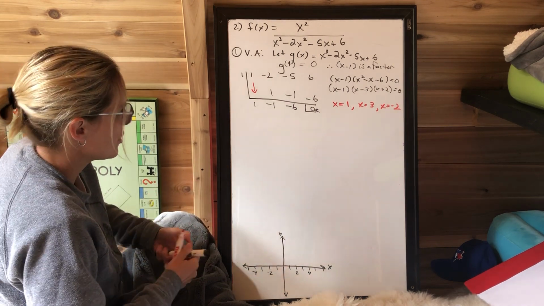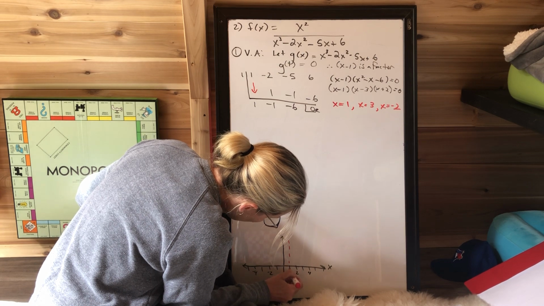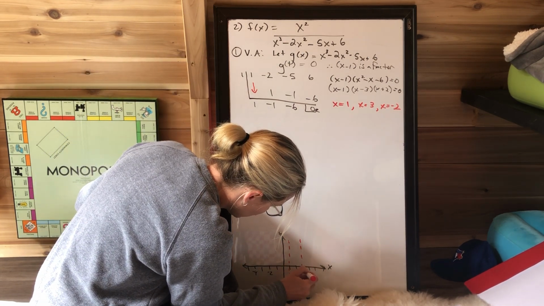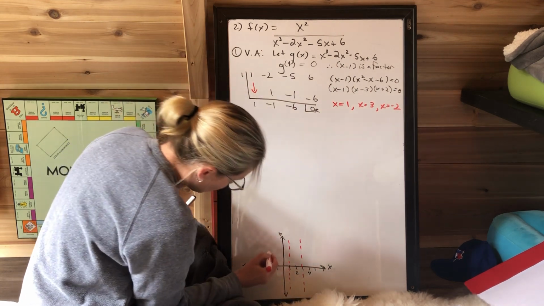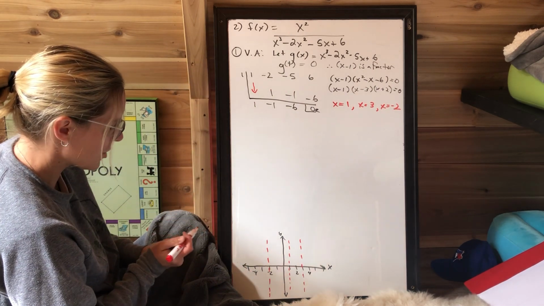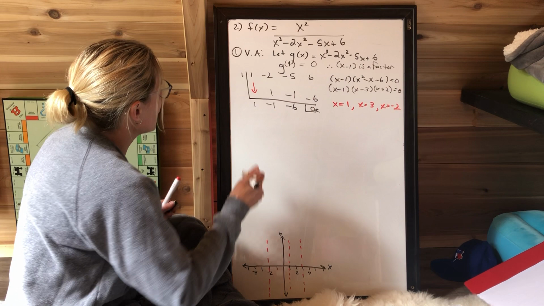Okay. So we have asymptotes at x equals 1. Vertical. Up and down. Done. X equals 3. And x equals negative 2. See, things are going to start getting interesting now. We already have 3 vertical asymptotes on. We have to look at the next one.